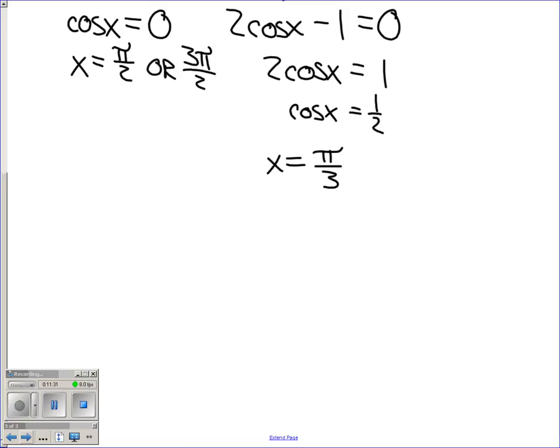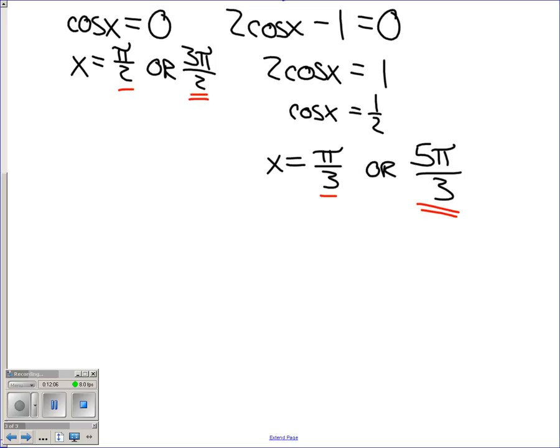3 pi over 3, that reduces. 4 pi over 3, that's in the third quadrant. Cosine is also negative there. We're looking for positive. So we go on to 5 pi over 3. And this is the second case where this cosine of x would equal 1/2, fourth quadrant. So we have 4 solutions. We have x is equal to pi over 2, 3 pi over 2, pi over 3, or 5 pi over 3. Those are the ones that work.